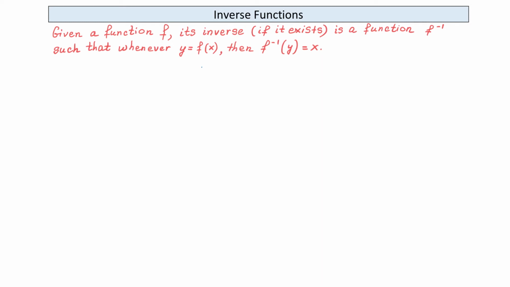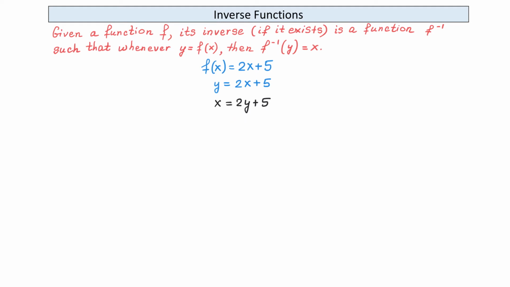Let's say we have the following function, f of x equals 2x plus 5. To make the steps easier, we will replace f of x with y. So we will write y equals 2x plus 5. Now in the next step we will find the inverse function, and we will do that by interchanging x and y. So in place of y we will write x, and in place of x we will write y. And this is the inverse function, and now we just have to solve it for y.